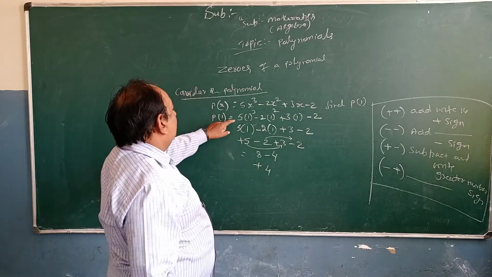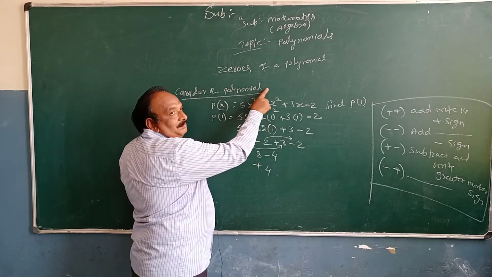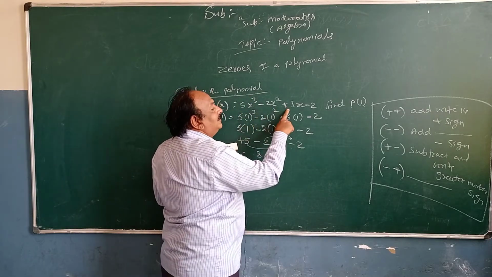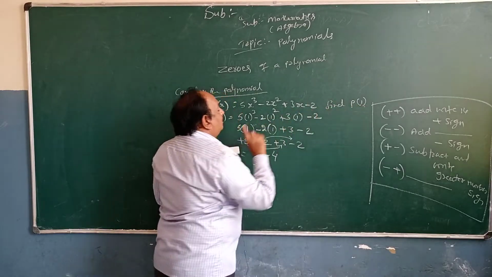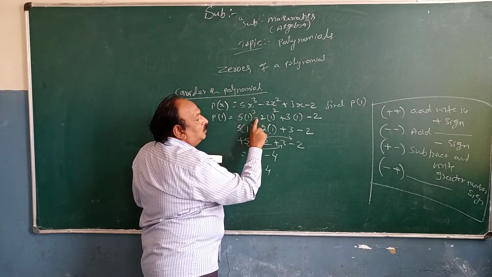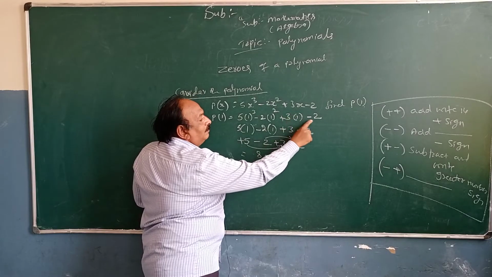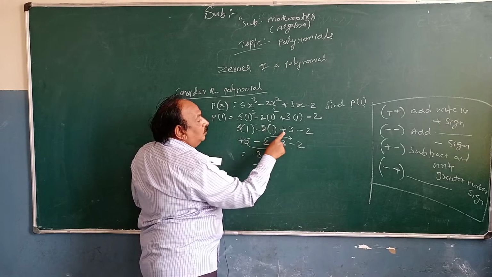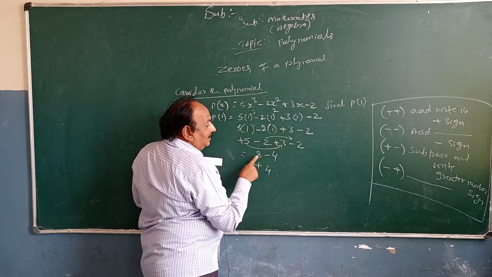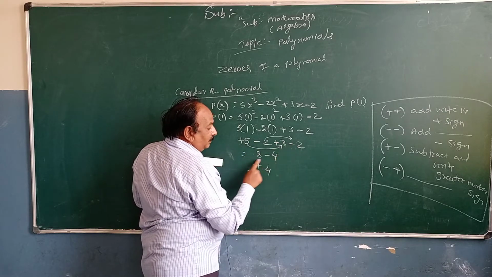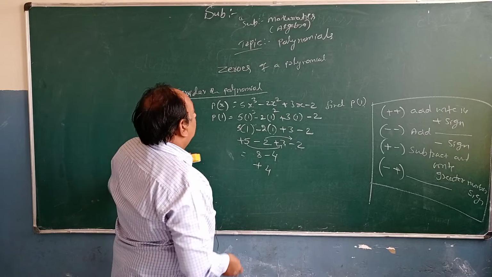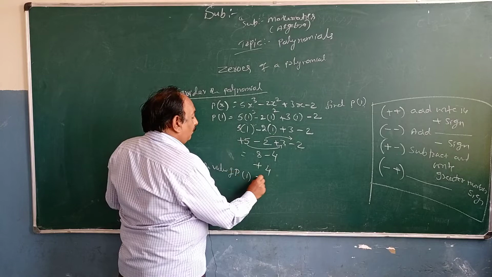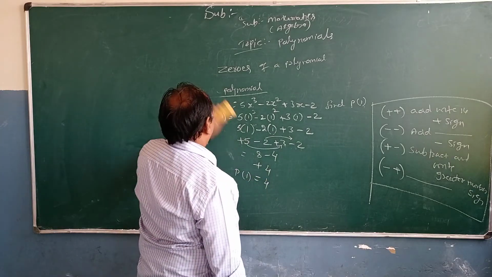So, consider the polynomial P of x equals 5x cubed minus 2x square plus 3x minus 2. Find P of 1. 5 into 1 cube, 2 into 1 square, 3 into 1 minus 2. 1 cube is 1, 5 ones are 5, 2 ones are 2, plus 3 minus 2. Plus 5 plus 3, 8. Minus 2 minus 4, 8 minus 4, 4. So the value of P of 1 is equal to plus 4.